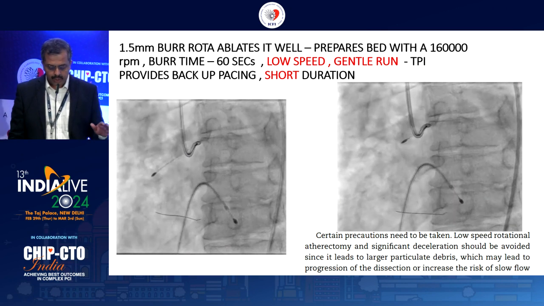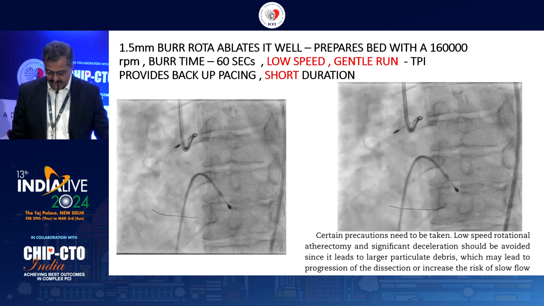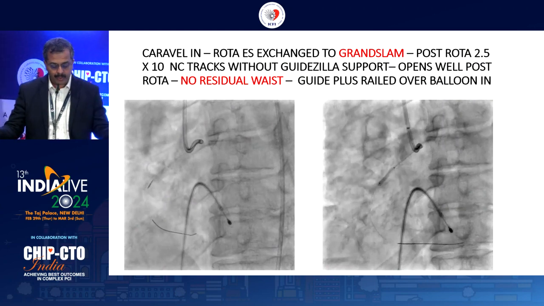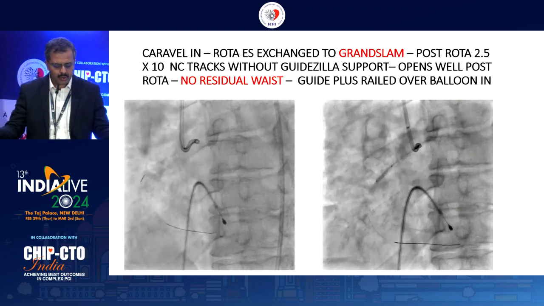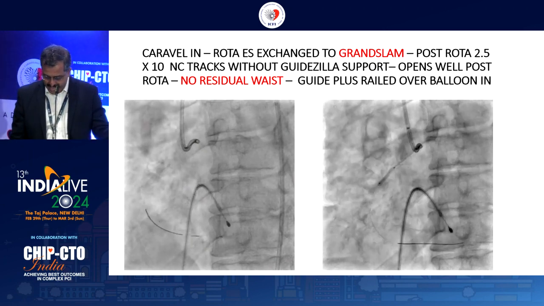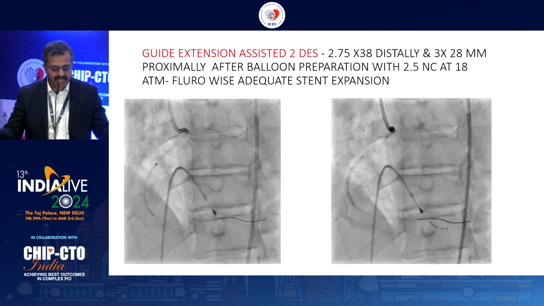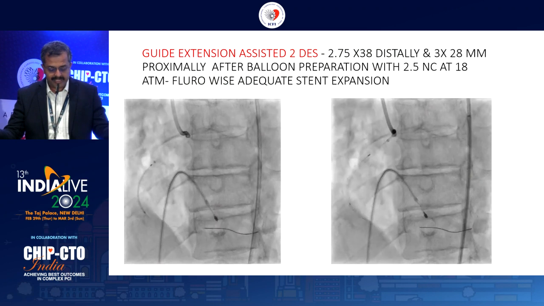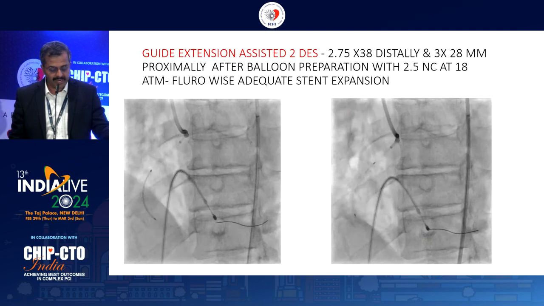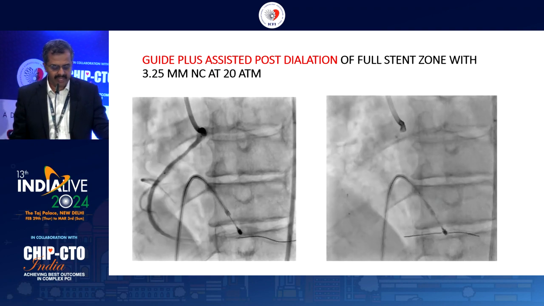This is well described. Low speed rotational atherectomy will ensure that you can even do rotational atherectomy in significantly calcified, significantly dissected vessels. Now we put in the Caravel, exchange the Rota extra support wire to Grand Slam, and post Rota, a 2.5 balloon without even a Guidezilla tracks down and opens up without a residual waist. Then we get a Guide Plus rail down over the balloon, and then with the guide extension we pass 2 drug-eluting stents, 2.75 by 38 distally and 3.0 by 28 proximally, after balloon preparation with a 2.5 non-compliant balloon at 18 atmospheres. Fluoroscopically we find adequate stent expansion, so we have the Guide Plus assisted.